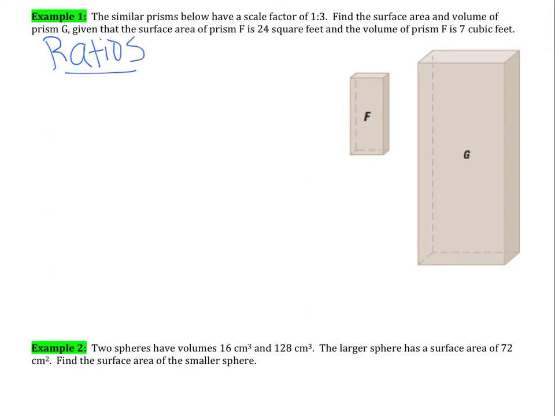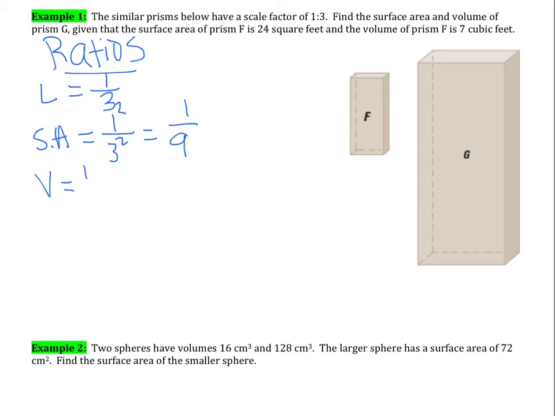Okay? The first thing I need is the ratio for the length, and they have given me that equals 1 over 3. I then need the ratio for surface area, and we know that we have to square the scale factor. So our new ratio for the surface area is going to be 1 squared over 3 squared, which is really just 1 over 9. The last ratio that we need is the volume ratio, and we know that we need to cube the original scale factor.